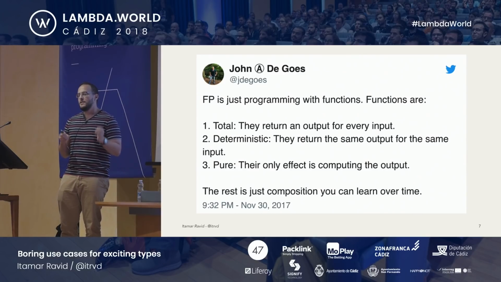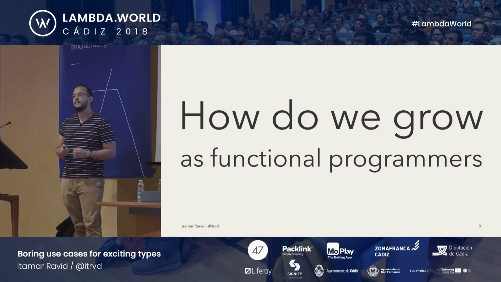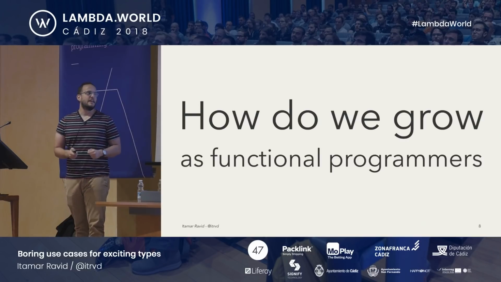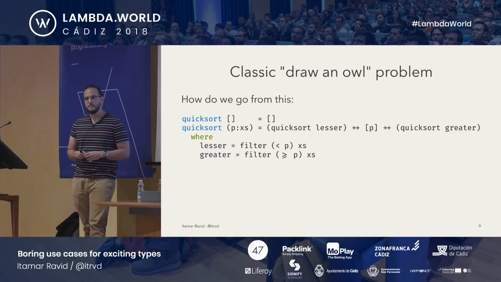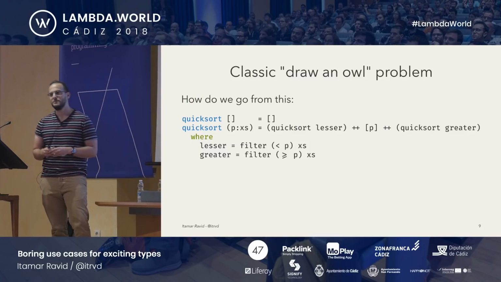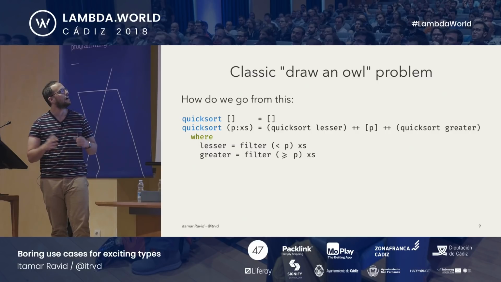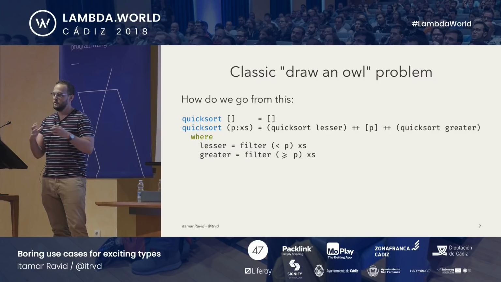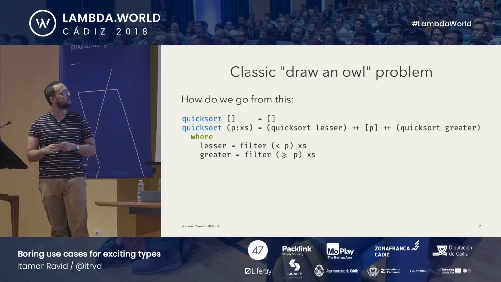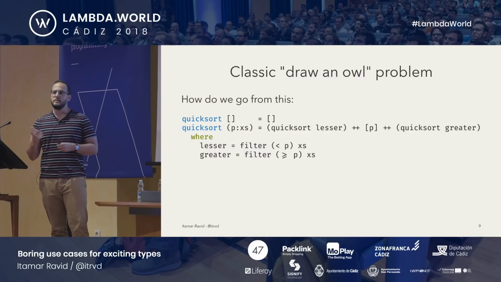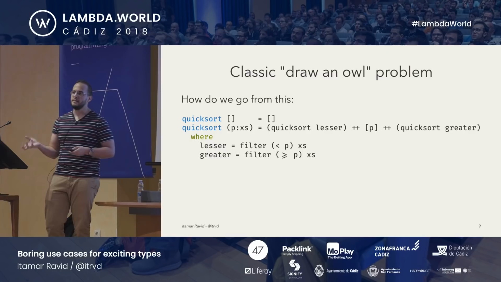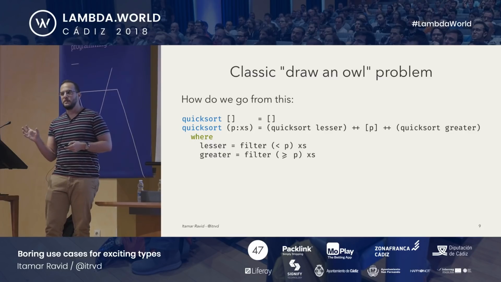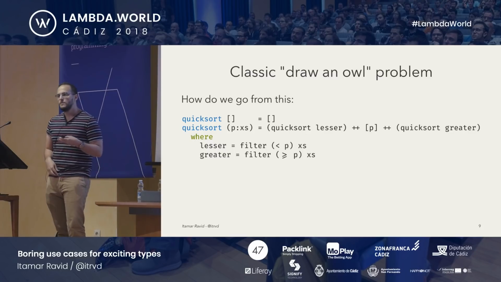Or in other words, how do we grow as functional programmers? Let's take a particular use case for this. Here's a poster child for functional programming. It's a quicksort in Haskell. It's very declarative. It's very straightforward, you could say, if you can parse the symbols. So a quicksort for the empty list is just an empty list. And the quicksort for a non-empty list is a quicksort of everything lesser than the pivot and everything greater than the pivot concatenated together. That's great.